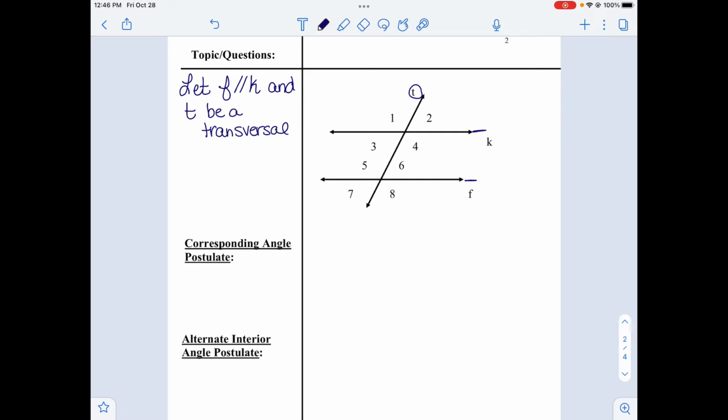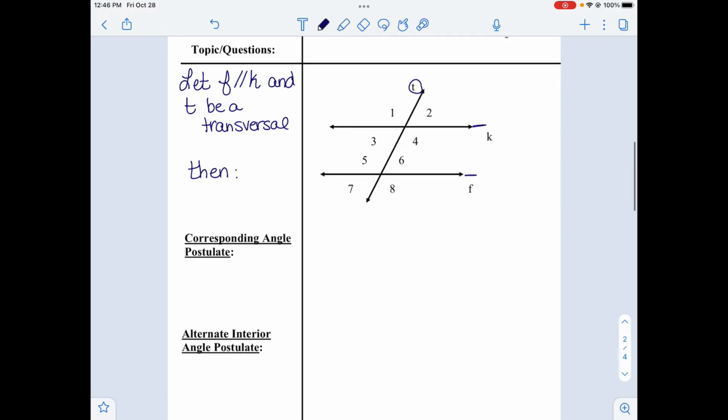So when that is true, then these laws happen, these postulates happen. Corresponding angles: think about if we were to pick this line F up and move it on top of K, the angles would go with it. We think about what's corresponding. It's kind of like a correspondent news anchor. They do something the same as the other, but in a different place, but they're congruent.